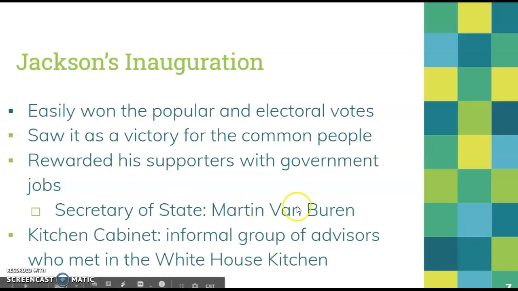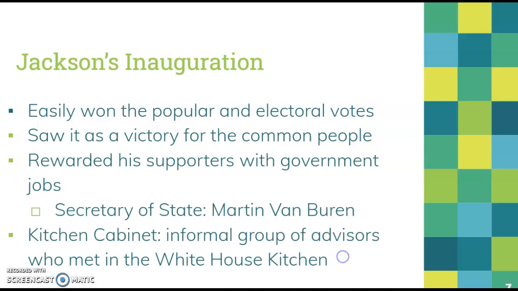One key person he puts in place is Secretary of State Martin Van Buren. And using the rest of this patronage or spoils system, he's going to fill his cabinet, this group of advisors, with people that he likes and people that share common ideas. It's called the kitchen cabinet because they would often hold informal meetings in the White House kitchen. Today, the president's cabinet is that group of advisors that helps to run the executive branch.